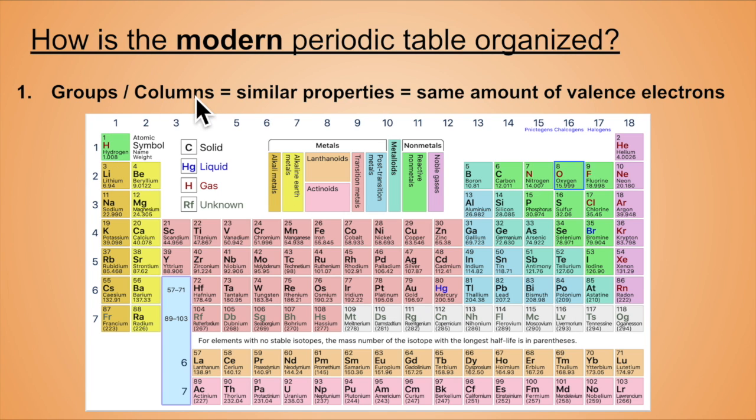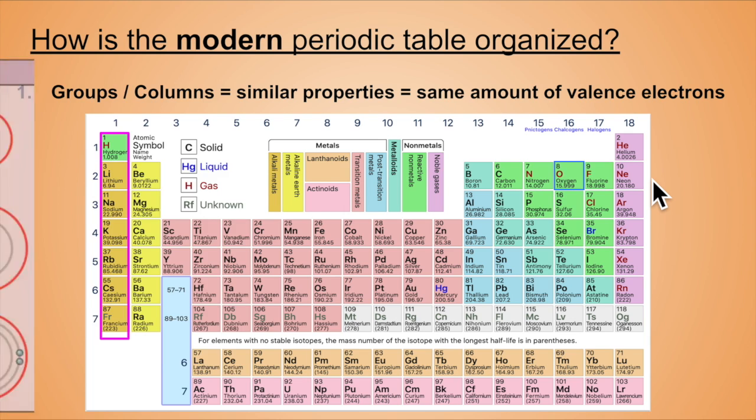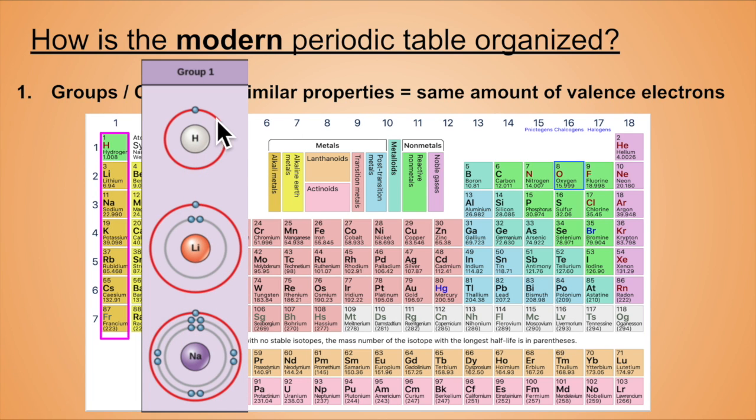So let's talk about the first way they're organized, groups or columns. This is a group right here. This is another group. This is one, this is one, this is one, and so on. These groups are organized together because all the elements in a group have very similar properties. And what Mendeleev didn't know at the time is that this actually equates to the number of valence electrons each element has. Valence electrons are the number of electrons in the very outermost shell or energy level.